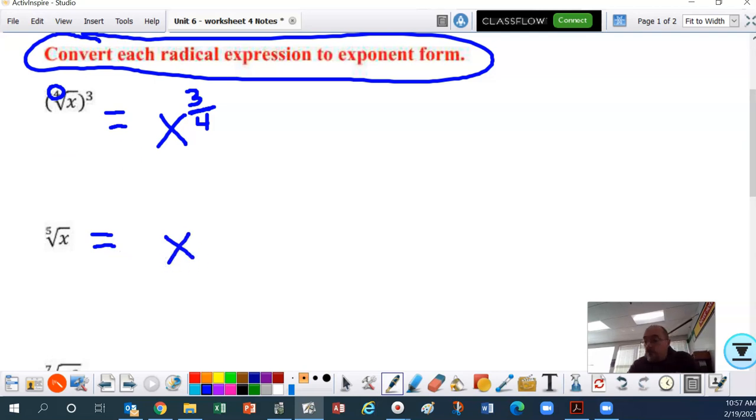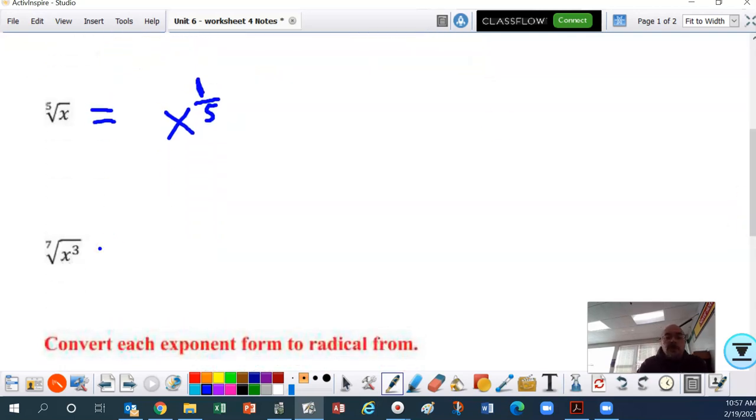Notice that it's the fifth root of x. There's a 5 right there. That's in the denominator, folks, because that's the root number. Now, I don't see any other number, but I do need a number on top. That would be a 1. The next one.